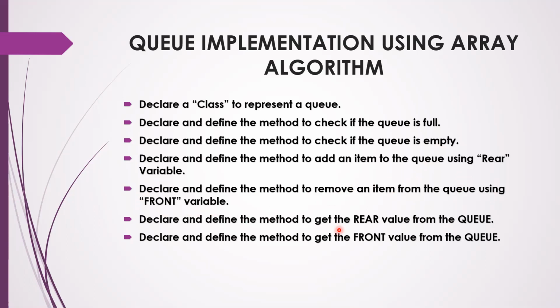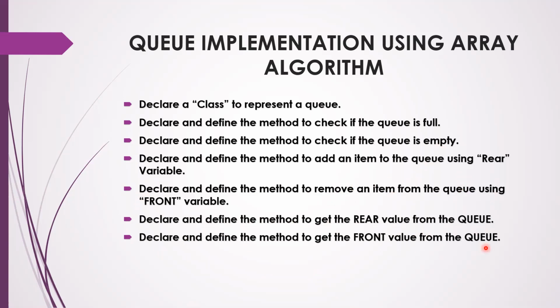Now, in order to get the value from the rear variable, you have to declare and define the method to get the rear value from the queue. And if you want to get the value from the front variable, that is front index, then we have to declare and define a method to get the front value from the queue.